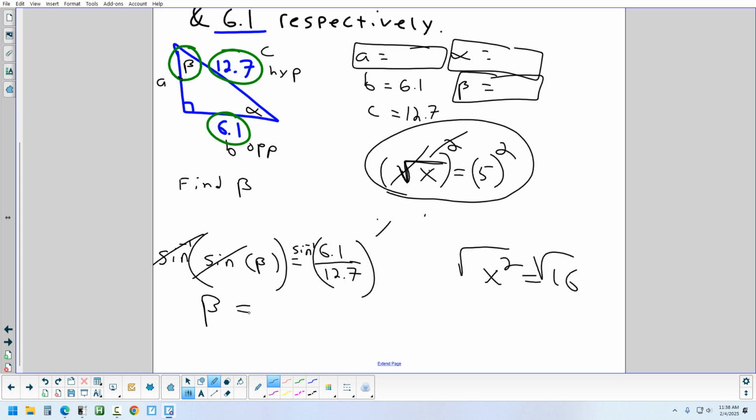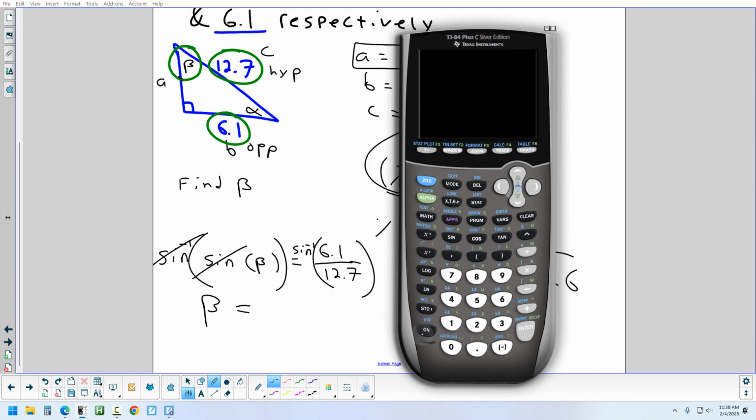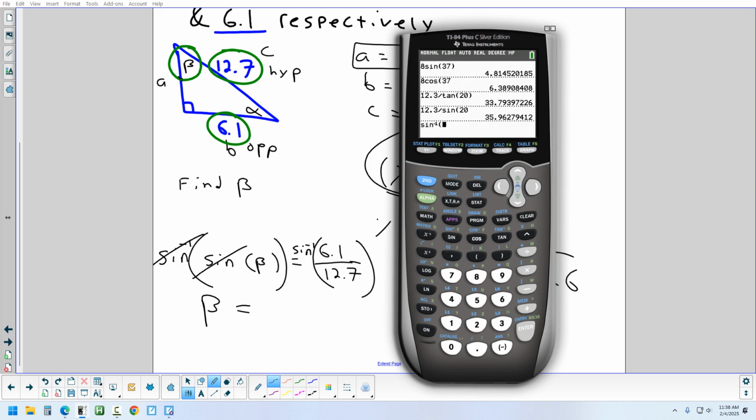Inverse trig solves for an angle. That's the only time you use it. Inverse trig is used to find an angle. If you don't need to find an angle, you don't need to use inverse trig. Okay? All right, so let's type that in. Inverse sine of 6.1 divided by 12.7. Remember, that is an angle, so that is degrees. 28.706.